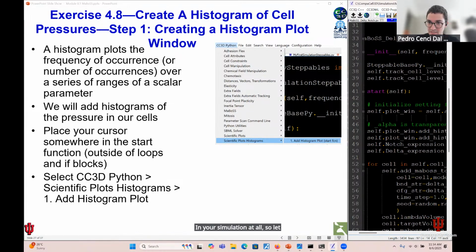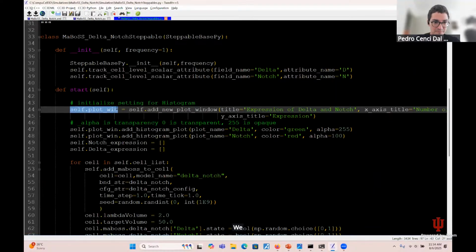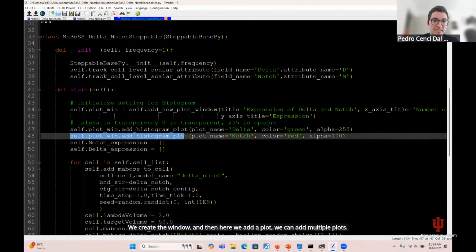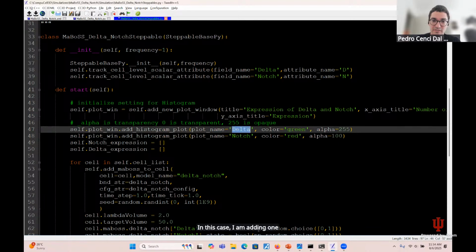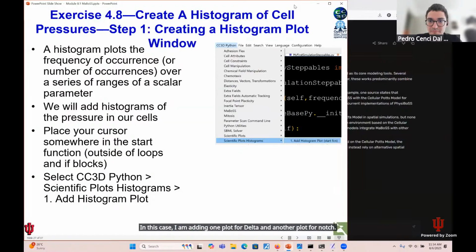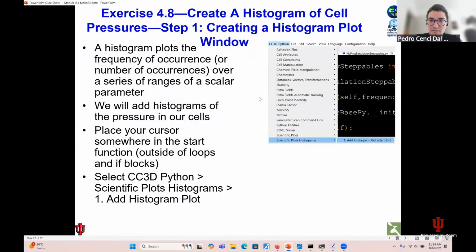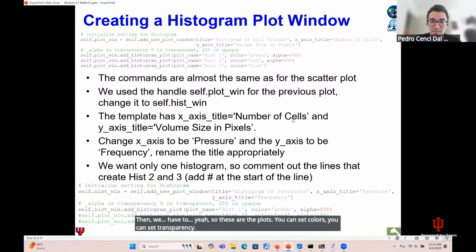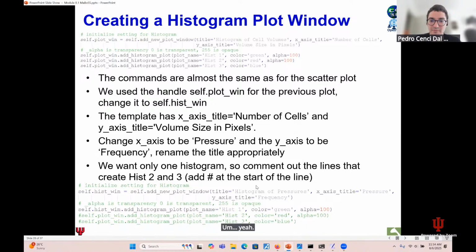So let me expand this. This is how it looks. We create the window, and then here we add a plot. We can add multiple plots. In this case, I am adding one plot for delta and another plot for notch. You can set colors, you can set transparency, and the plot name. The title of the plot, x-axis title, y-axis title.